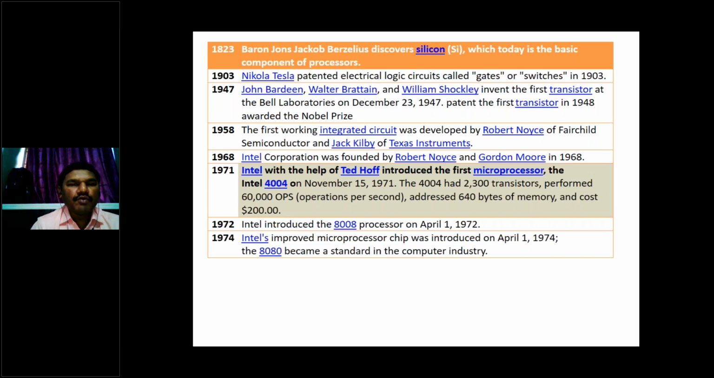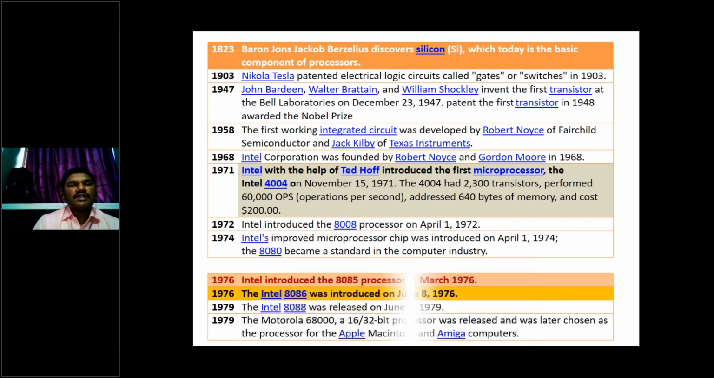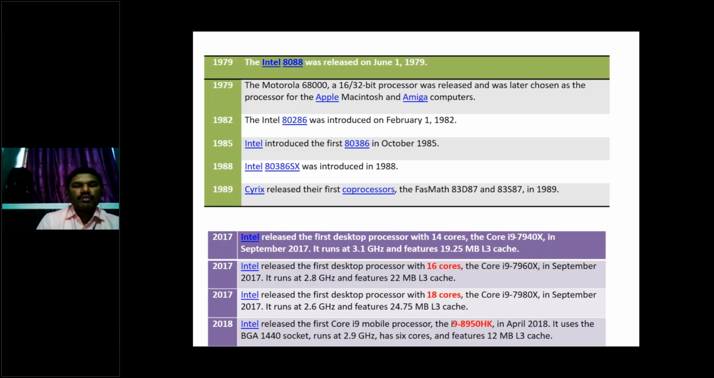1823 onwards: how the IC was invented, the transistor was invented, the microprocessor was invented, and all. These are the different eras of microprocessors, given one by one from 1823 to 1979, and from the first microprocessors to the latest, today's 2020.